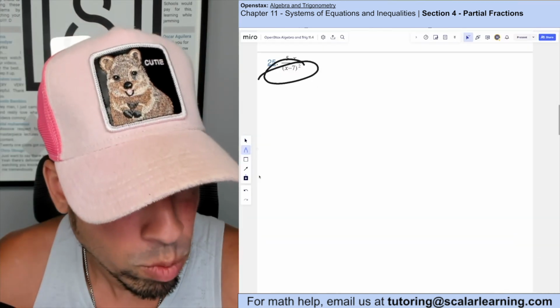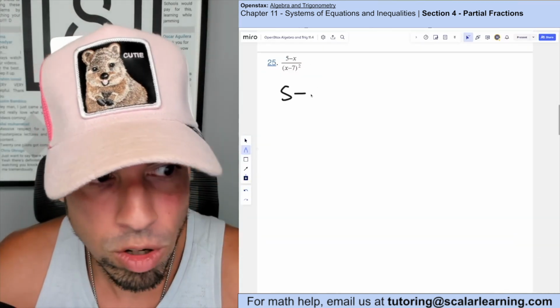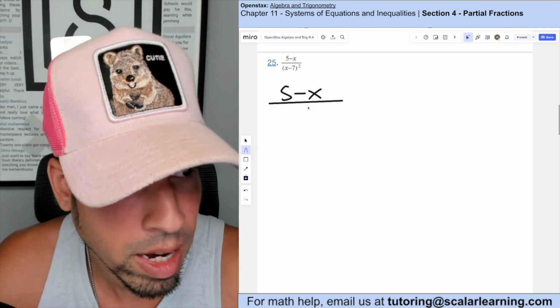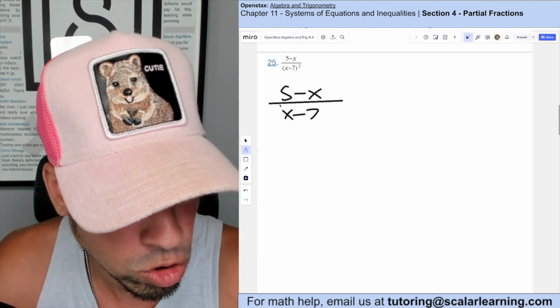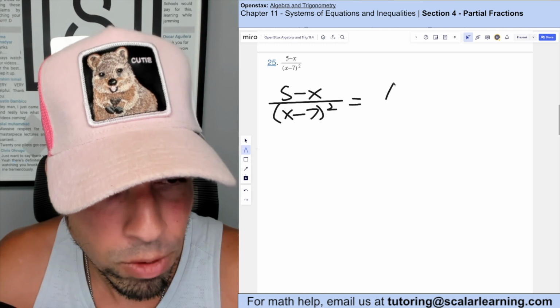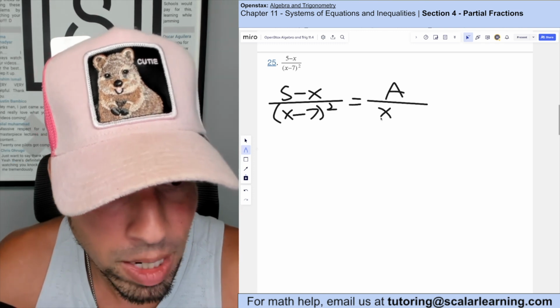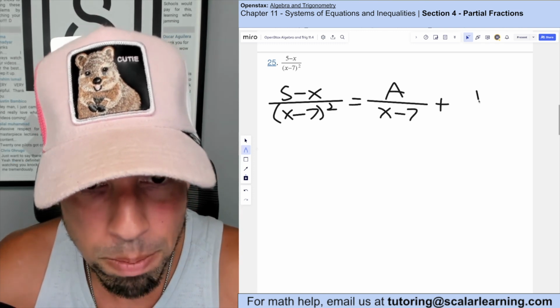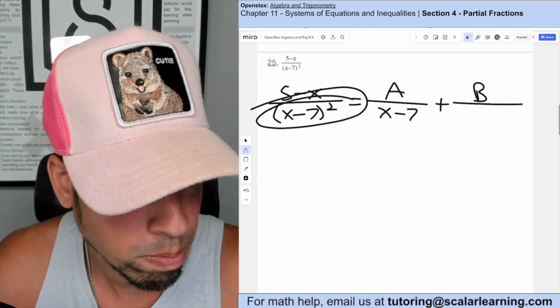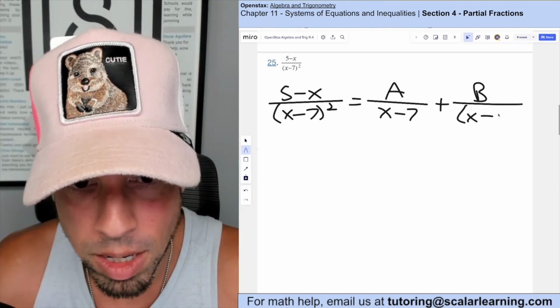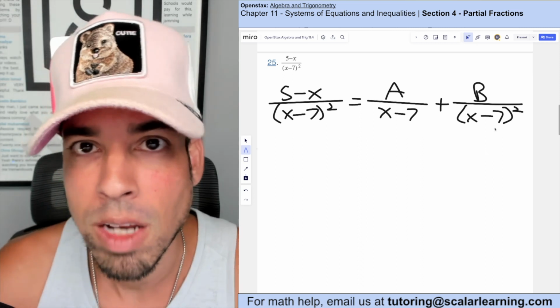So for this one, since we have a repeated factor down here, we're going to start as follows. (5 - x)/(x - 7)^2 is equal to, first, A over this by itself, x - 7, plus B over this repetition, which is (x - 7)^2. Okay, now we got a good setup.